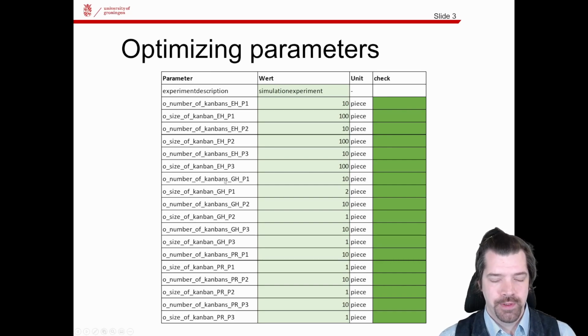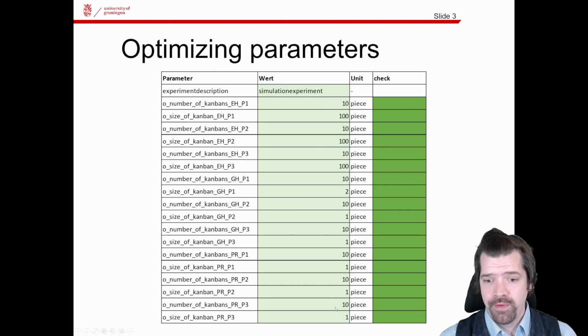Then we have the 3 products at the wholesaler. So we have the number of Kanbans for the wholesaler at product 1, the size of Kanbans for the wholesaler, and we have that for product 2 and product 3. And finally, we have also for the producer the number of Kanbans for product 1 and the size of Kanban for the producer product 1. And then you see also the product 2 and product 3.